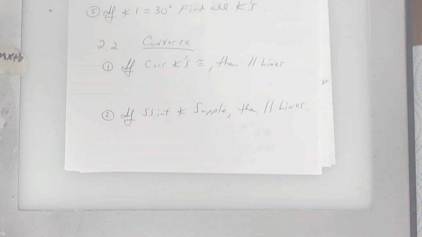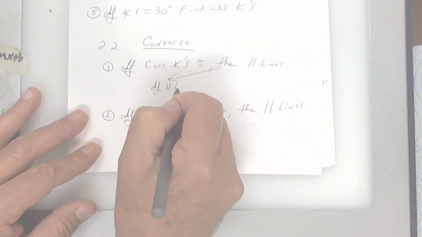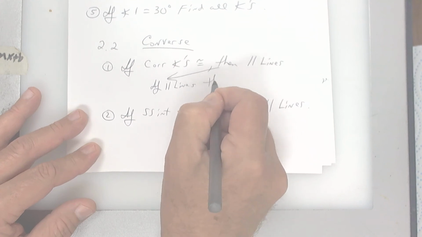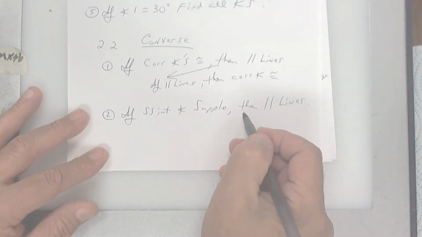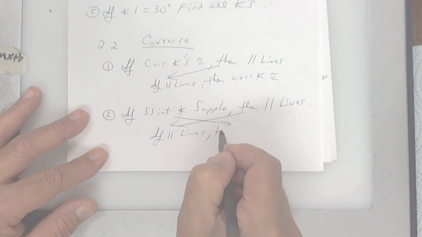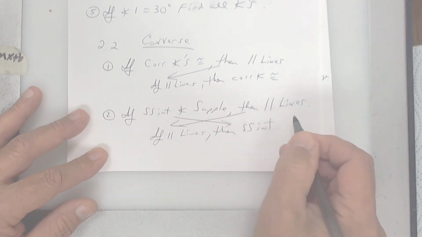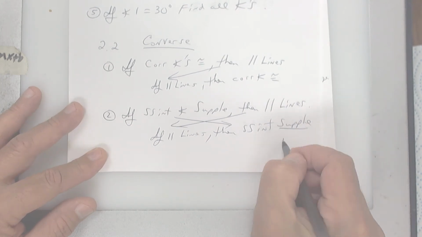Copy this down right here. This is 2.2 on a new sheet of paper. Put away your bell work. Converse means switch, so you're going to put this first. So if parallel lines, then corresponding angles congruent. Switch this one. If parallel lines, then same side interior are supplementary. Now what does supplementary mean? Does anybody know? 180 degrees. Okay.